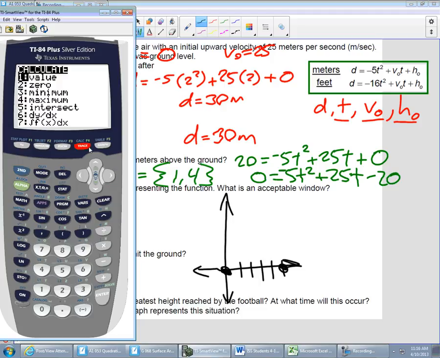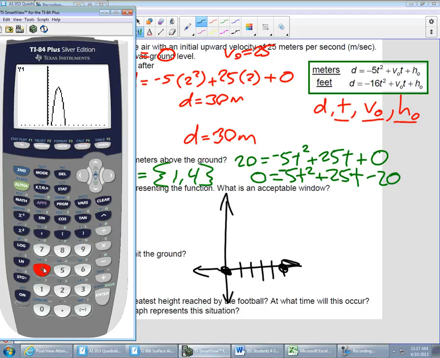Okay, I know I haven't mentioned it this year, and I don't know if you've had another teacher that has, but option number 3 and option number 4 there, they say minimum and maximum. What that means is minimum is how far down does a graph go. So if you're looking at a parabola that has a bottom to it, using the minimum function, we can find out how far down that bottom is. Or number 4, maximum, if the parabola is upside down, we can find out how high up that peak is. And that's what we have going on here.